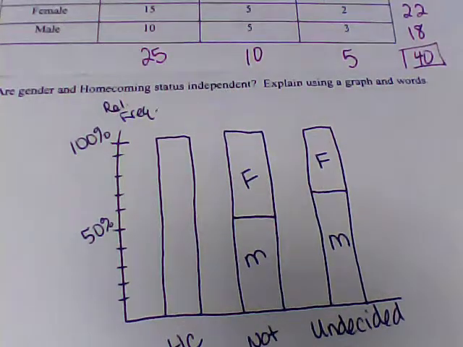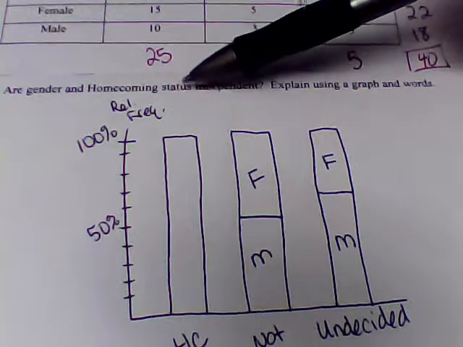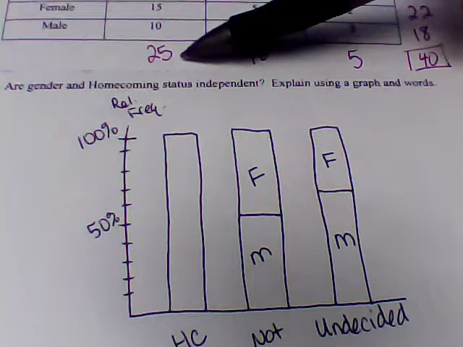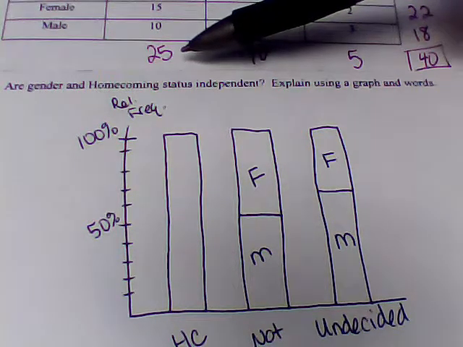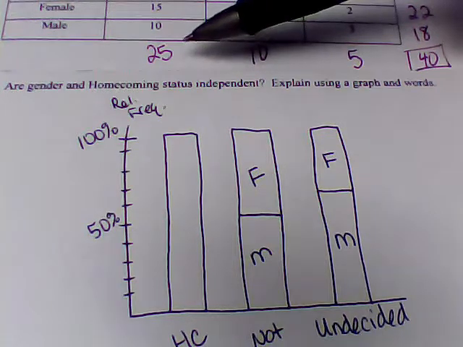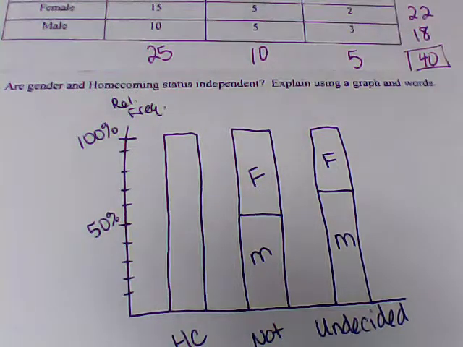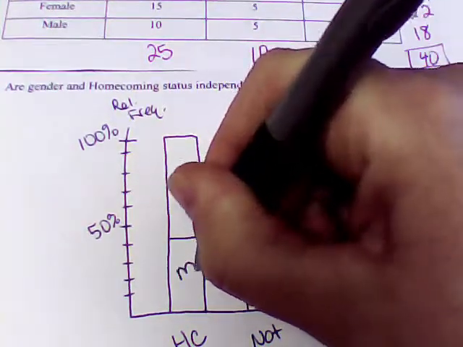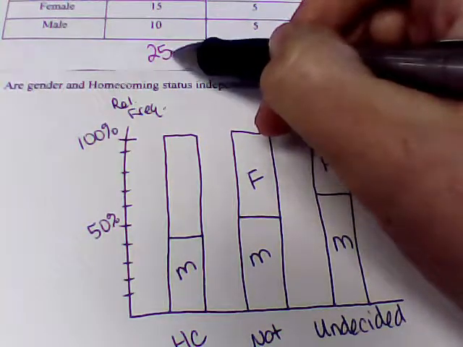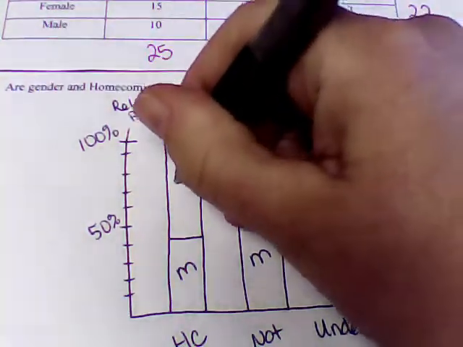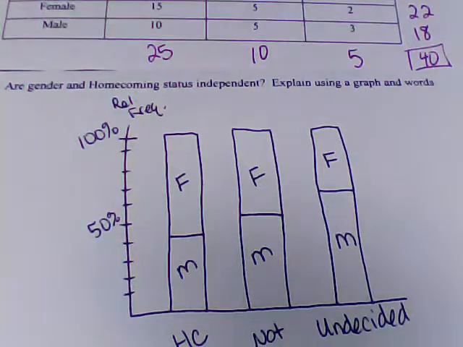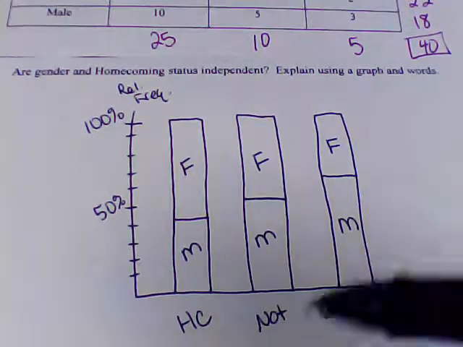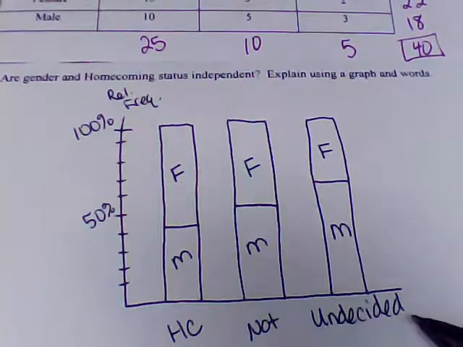So with our last bar here, our homecoming group, there's 25 people total, 10 out of 25 are male. So doing some quick math, I don't know what 10 out of 25 is. I think that's 40%. So 40% male. Our other remaining 15 out of 25, or 3/5, which is 60%, would be female. So that would be my conditional distributions. We're breaking down gender for each of the categories: homecoming, not going to homecoming, and undecided.